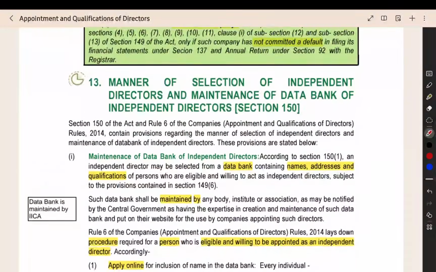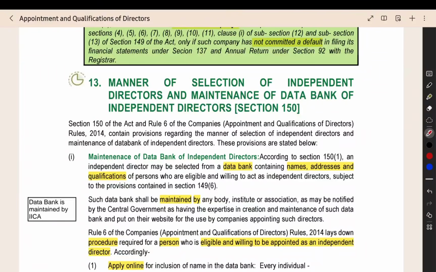The main section is the independent director section only. This is a supplementary section to the main independent director section. How the administrative part will be handled for the independent directors is specified in this section 150.